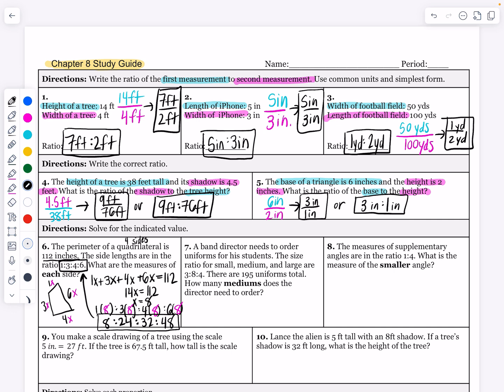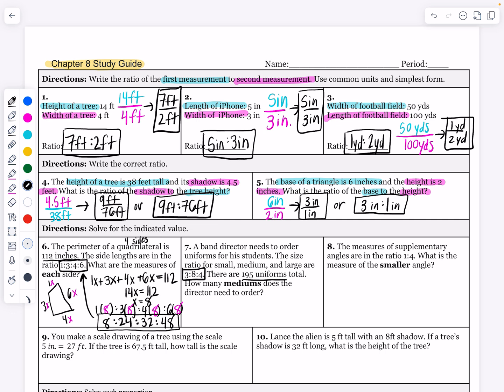All right, a band director, Mr. Horton, needs to order uniforms for his students. The size for small to medium to large, so they tell you what order it's in, small to medium to large, is 3 to 8 to 4. There are 195 uniforms total that he has ordered. So how many mediums does the director need to order?